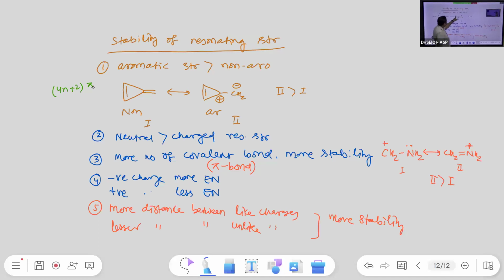So take your second structure. It is cyclic and the positive charge is in conjugation with the pi bond. Then planarity is also there. After that, the positive charge can be delocalized, so conjugation is there. Then how many pi bonds are there? One pi bond, which means 2 pi electrons. 2 pi electrons satisfies the rule 4n plus 2. This is aromatic, so that is more stable. So the rule is aromatic resonating structures are more stable than non-aromatic resonating structures.